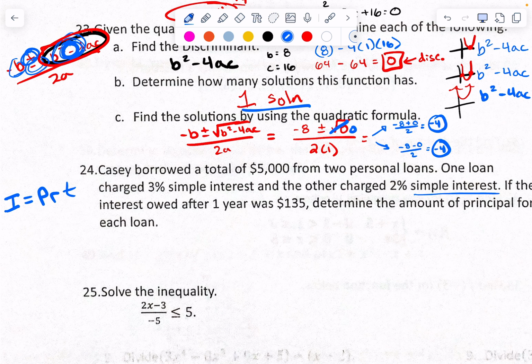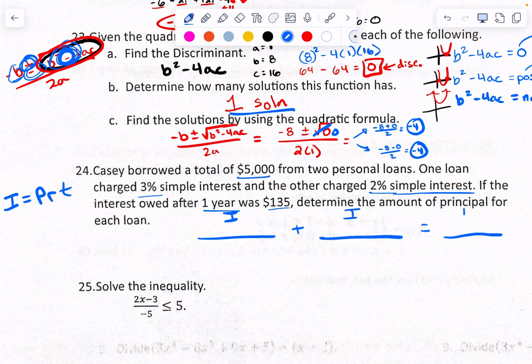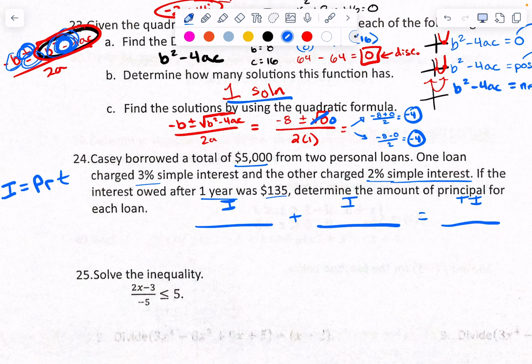All right, we borrowed a total of $5,000 from 2 personal loans. One loan charged 3% interest, the other one charged 2% interest. If the interest owed after 1 year was $135, determine the amount of principal for each loan. So we have interest here plus interest over here in this account equaling the total interest. Hold on, I'm writing still. We've got two interest accounts going together to make total interest. What do we know?